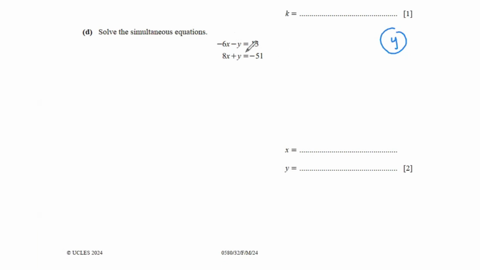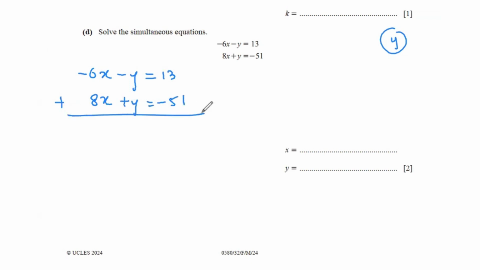So in the first equation y is negative, and in the second equation y is positive. So for us to eliminate this y, if one is positive and the other is negative, that means we add the equations. Because if we subtracted the equations, that would not eliminate y. So we do negative 6x minus y equals 13 plus 8x plus y equals negative 51.